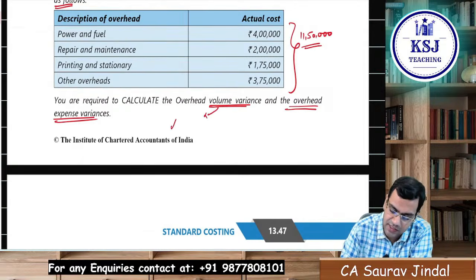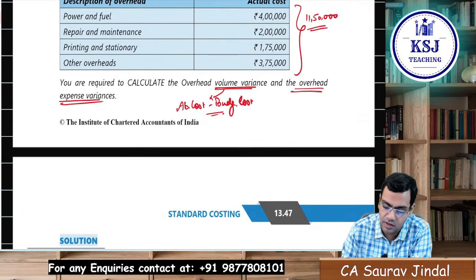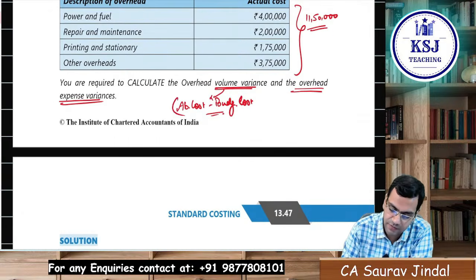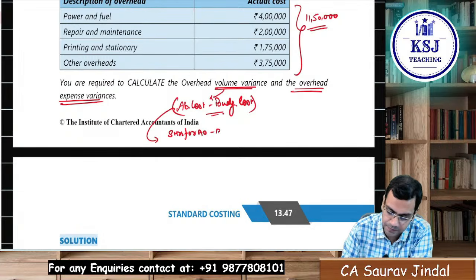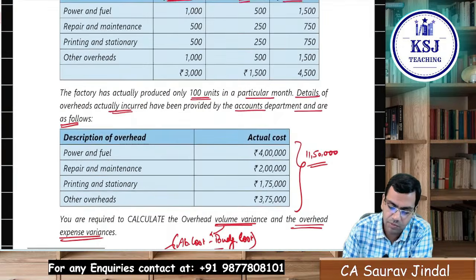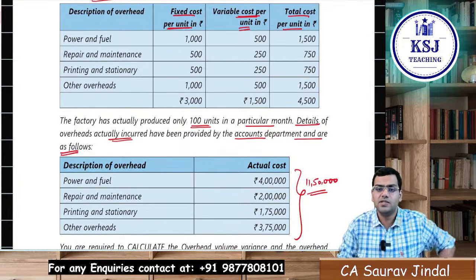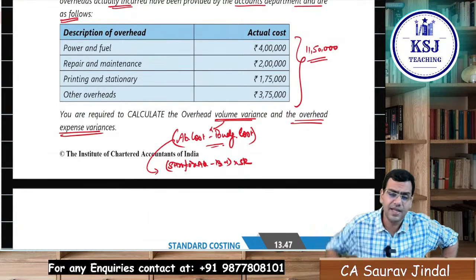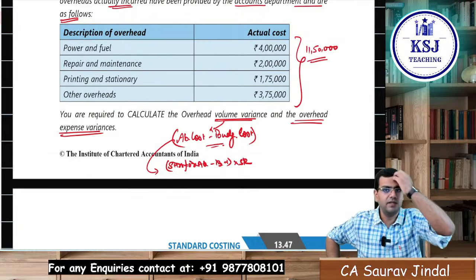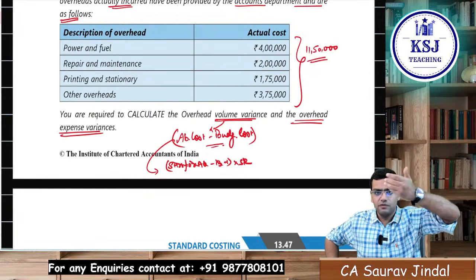Volume variance basically is absorbed cost minus budgeted cost, right? This is what is known as volume variance, or we can also write it as standard hours for actual output minus budgeted hours into standard rate. One and the same thing, but the problem here is the hours and everything is not given. Hours is not given, so we cannot do it by this. We cannot prepare the table in this case, because the information is not fully available.